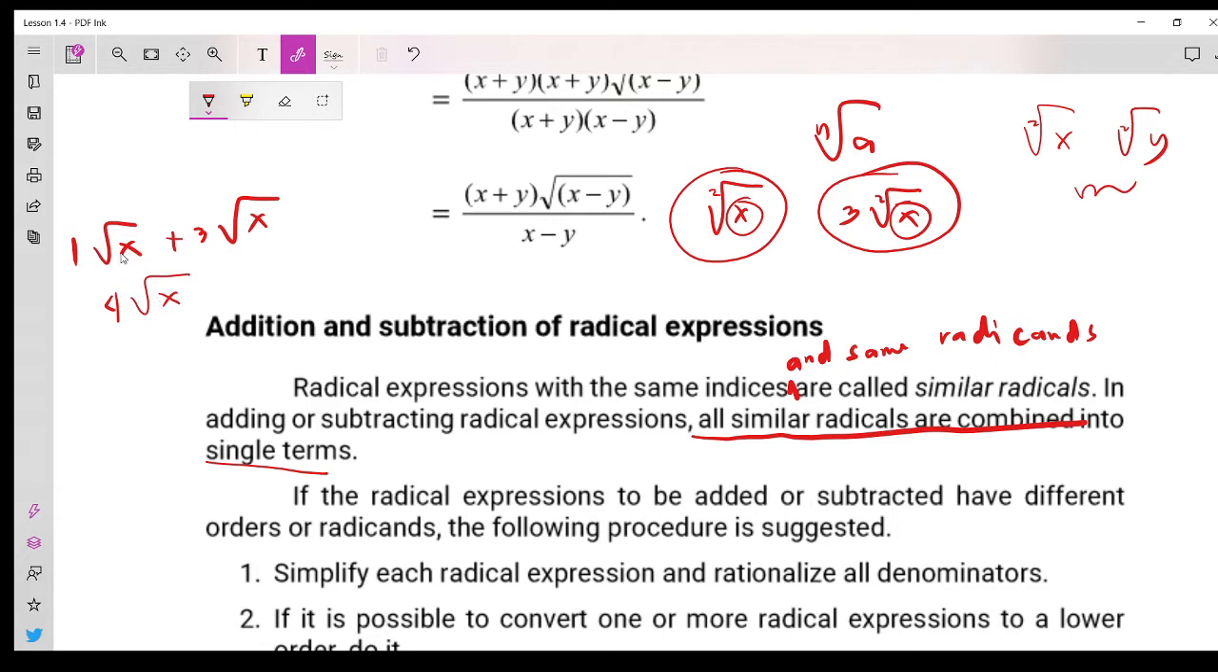The logic that applies here is the same as, say, for example, a plus 3a, which is equal to 4a. If you can still recall from the first video presentation on algebraic expressions, we have similar terms. We can add similar terms by just adding the numerical coefficients and then copying the literal factor. So here, 1a plus 3a is 4a. It's the same as 1 square root of x plus 3 square root of x. It's 4 square root of x.